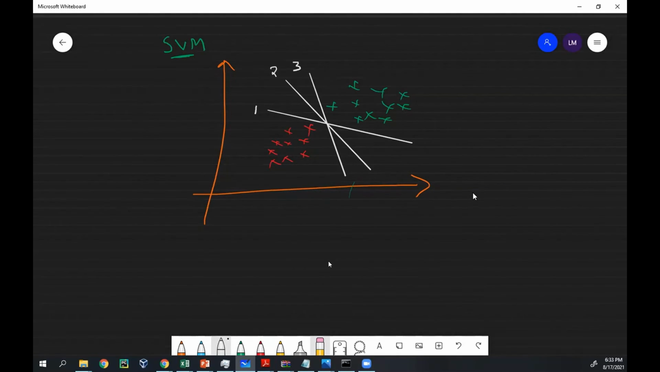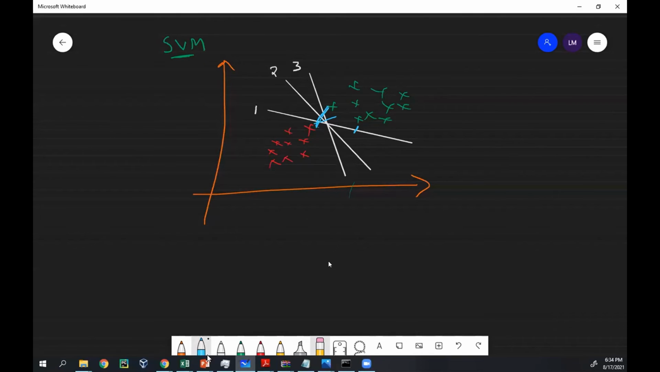Why not one? Why not three? Because in line number one, the distance between the two classes is very small, like the distance between this red class and green class. Let's say I draw a blue line across this; that is just the distance between two points. Line three also has a good separation, but it's biased toward the right-hand side, very close to it compared with the left. If you consider the second line, the data is divided equidistantly, and the distance is also more. That is the reason.